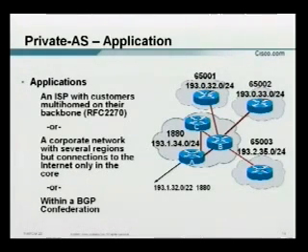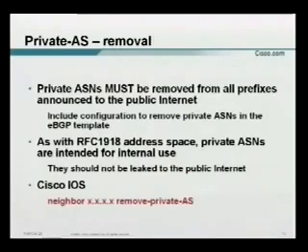I mean, you could use a private AS in your lab and any other parts of your internal network where you wouldn't need to connect to the real live internet. Private ASs must be removed from all prefixes announced to the public internet. So include a configuration to do this in your eBGP template. As with the private address space, RFC 1918 address space, private ASs are intended for internal use in the network. They should not be leaked to the public internet.